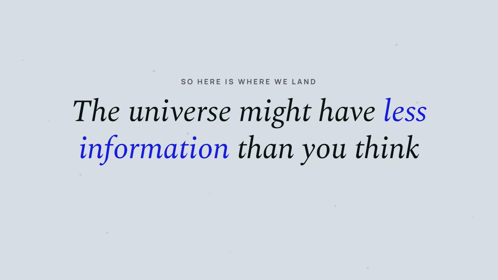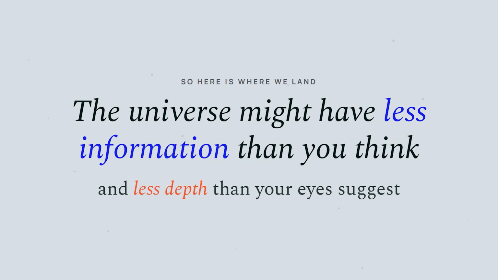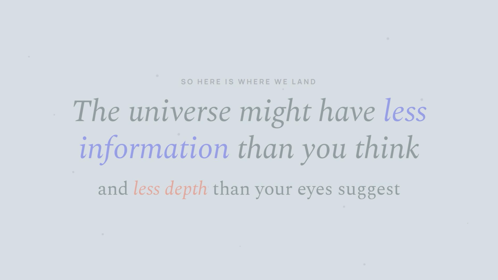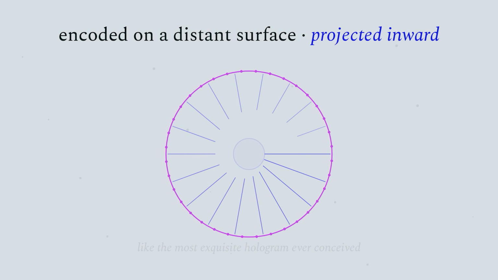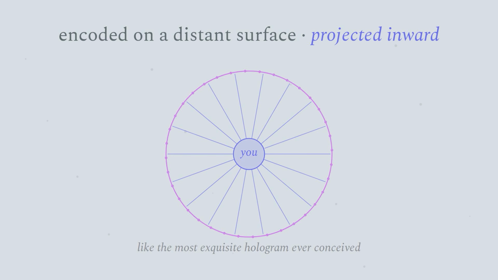So here is where we land. The universe might have less information than you think, less depth than your eyes suggest. The information that defines you, this room, this entire planet, all of it could be encoded on a distant surface, projected inward like the most exquisite hologram ever conceived. The universe has no inside. It writes itself on its surface.